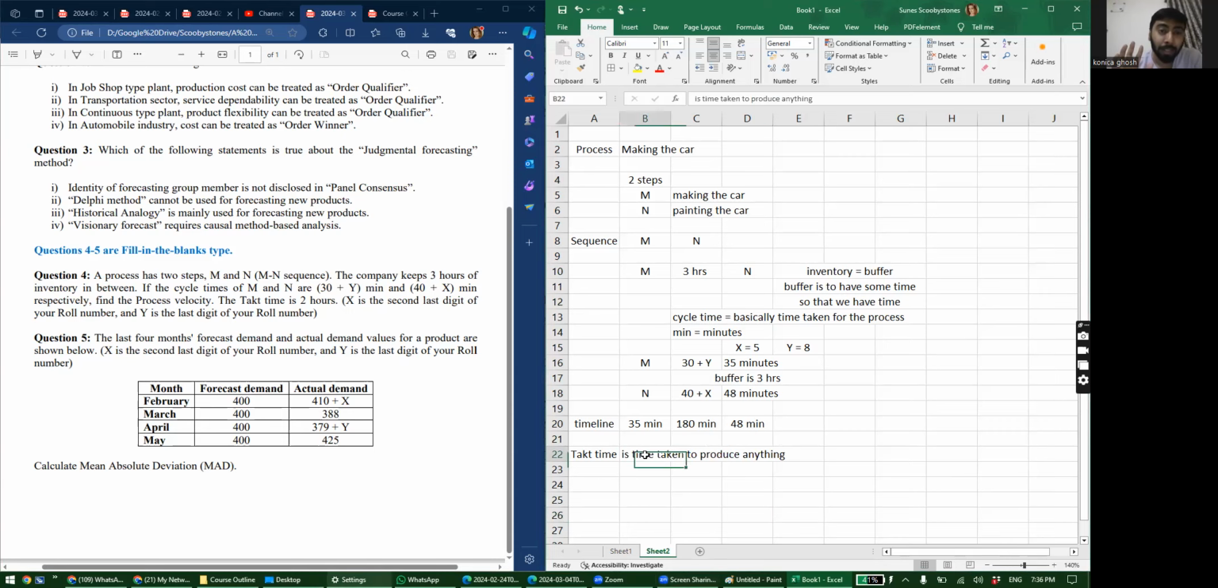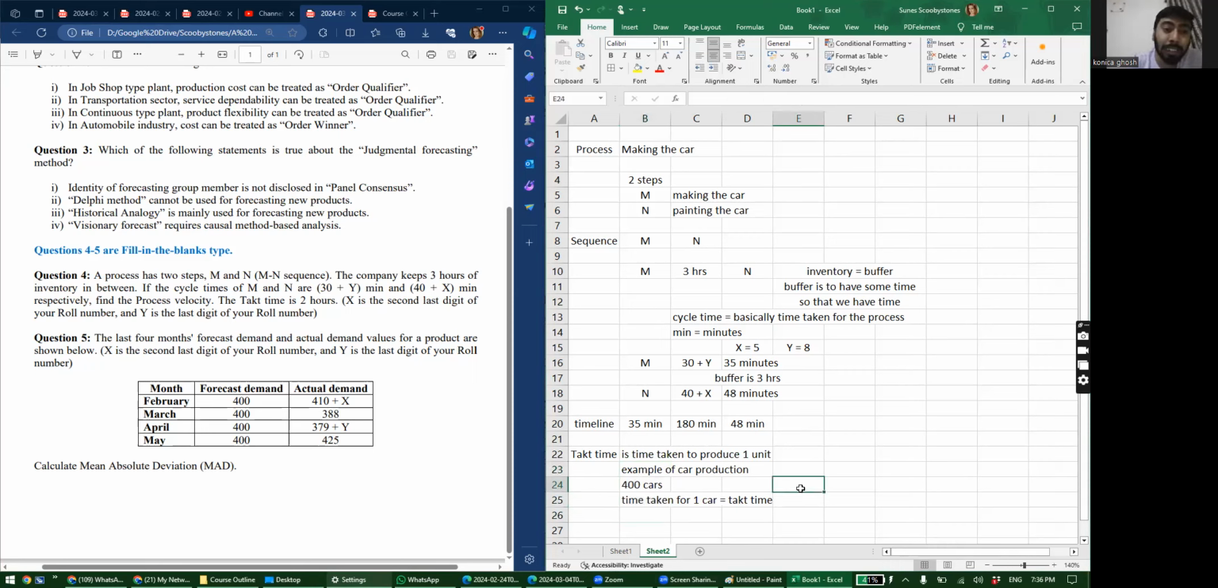Every car will take some time; one unit of that car will take some time to produce, right? So takt time is when you're producing n number of units, the time taken to produce one such unit. That is the takt time.